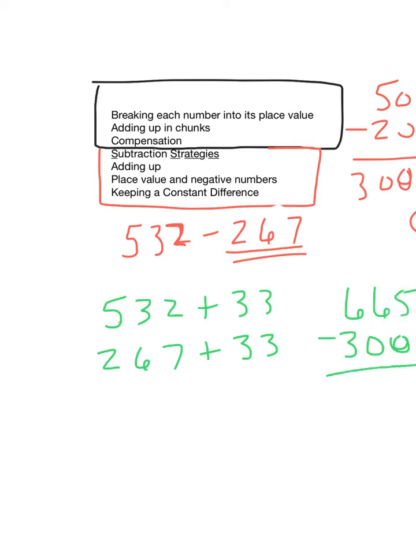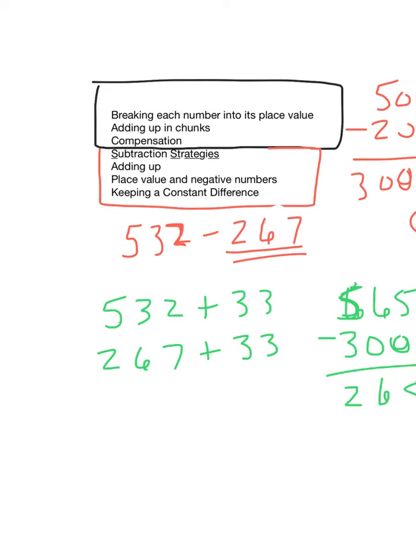So that gives us 300. Sorry, I should maybe have it that if we make this 565, sorry. 532 plus 33 is 565, not 6. I don't know where we got 6 from. So if we subtract, we're left with 265. And again, our constant difference was, oh, well, we wanted to make this into 300. We thought that was a friendly number. That's how keeping a constant difference works.